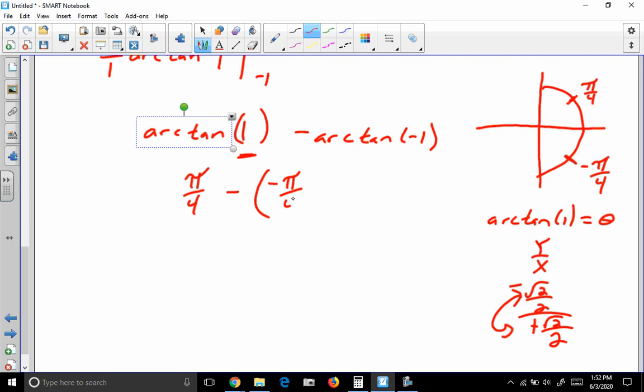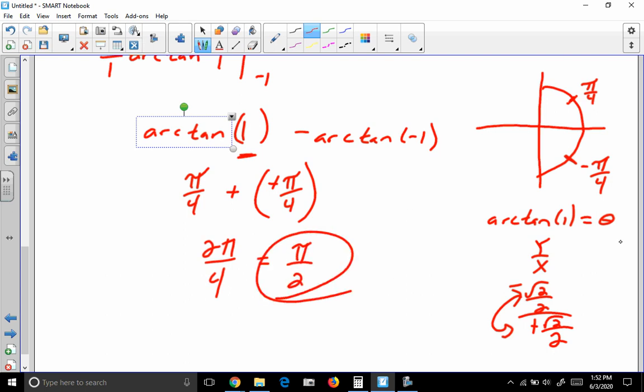So a little review of trig there, but that comes from your unit circle. I would be fine if you typed it in your calculator and gave me a decimal, or if your calculator will give you exact values, that's fine. Minus a negative makes that a positive. We have a common denominator, so we get 2 pi over 4, or that reduces to pi over 2.